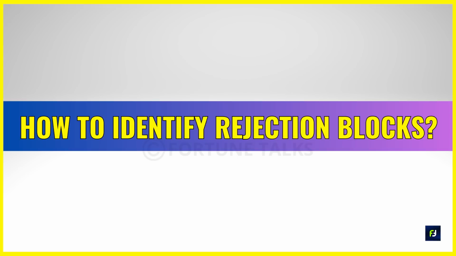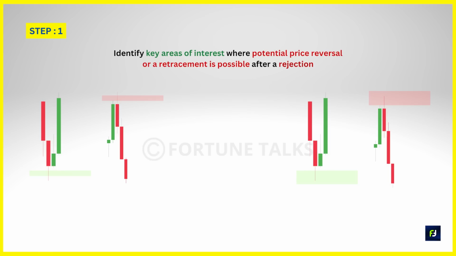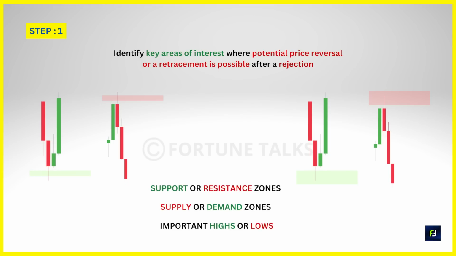So, what are the things to look out for? A rejection block is identified on a price chart as a specific pattern where the market strongly rejects a certain price level or zone, indicating a potential shift in the trend. So, the first point is to identify key areas of interest where the price has a good chance of giving a reversal or a retracement after a rejection. These areas can be support or resistance zones, supply or demand zones, or important highs or lows like the daily or weekly highs and lows, etc.